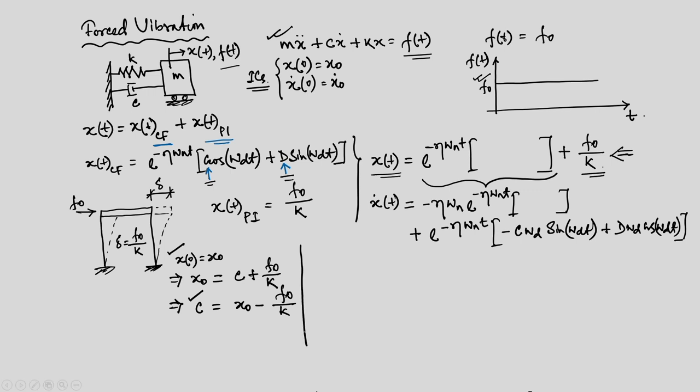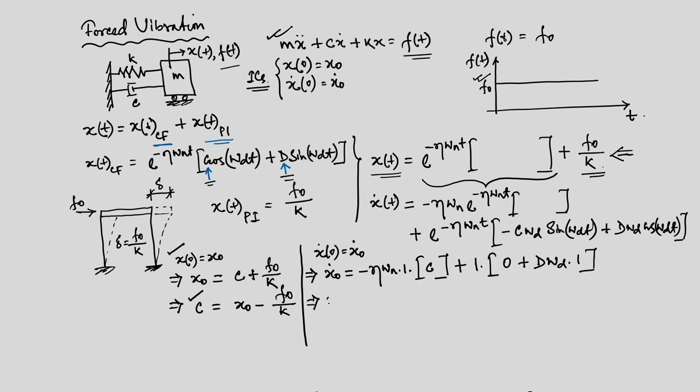Now, if we apply the second condition, that means velocity at t equal to 0, which is x naught dot, then we have the velocity x naught dot is equal to again minus eta omega n times 1 times the third bracketed term. That means we will have C plus D times 0. So, we do not write that part, plus e to the power minus eta omega n times 0. So, this is 1, and here what we have is minus C times omega d sin omega d t at 0. So, that first part is 0 plus d omega d times 1, because cos omega d t at t equal to 0 is 1.